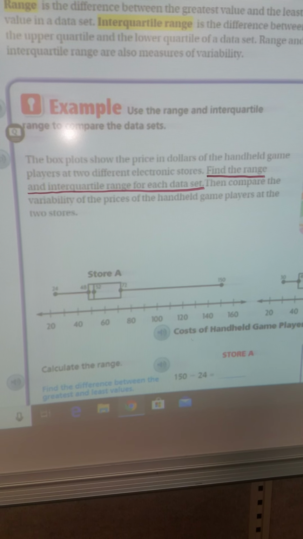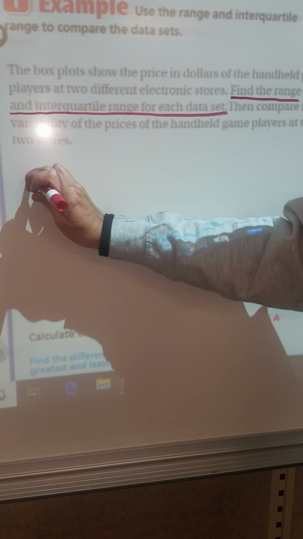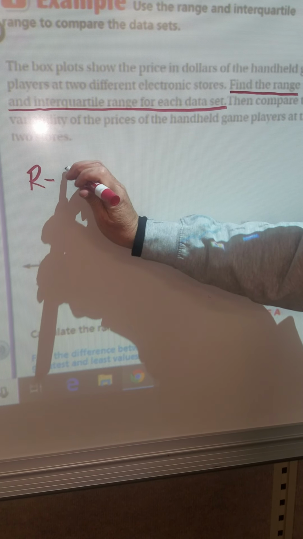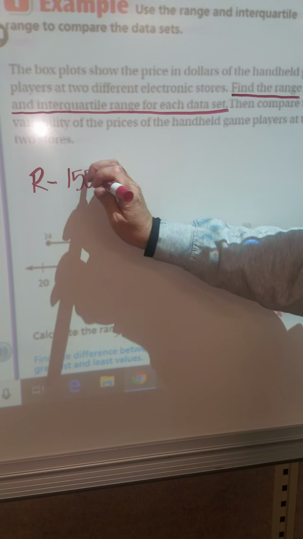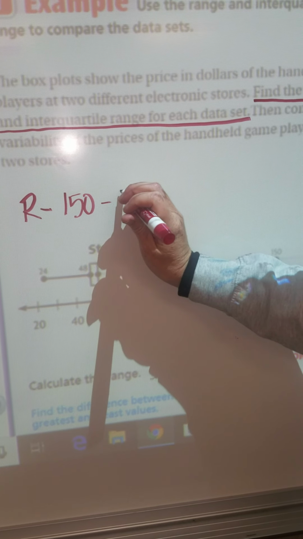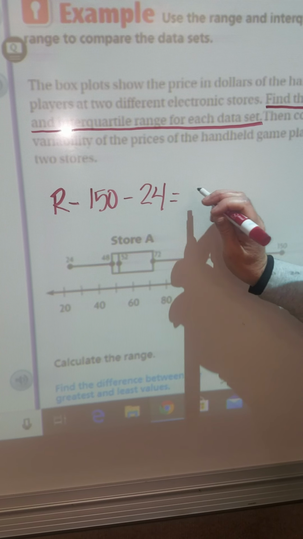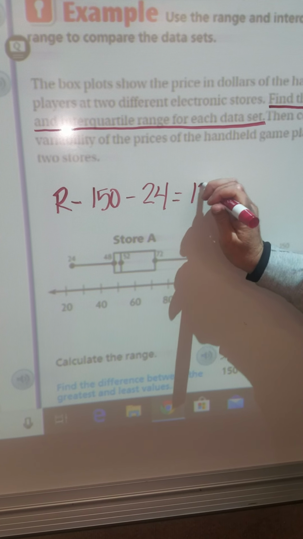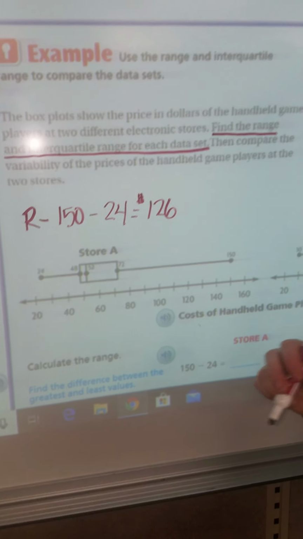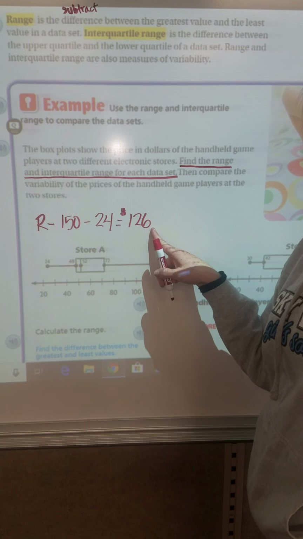As we look at our box plot for store A, if we want to find the range, we take our highest value, which is 150, and we subtract our lowest value, which in this case is 24. And 150 minus 24 is 126. And we're talking about dollars. So the range in players for store A was $126. That's kind of a lot.